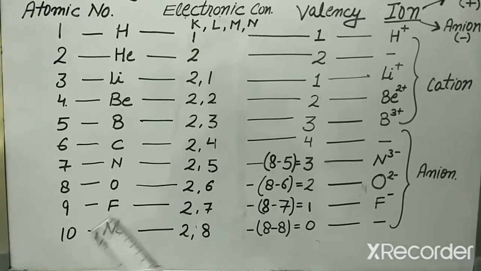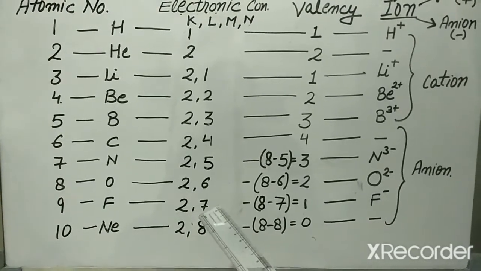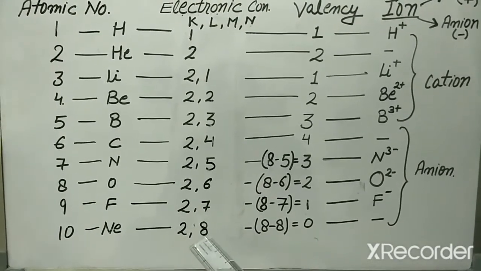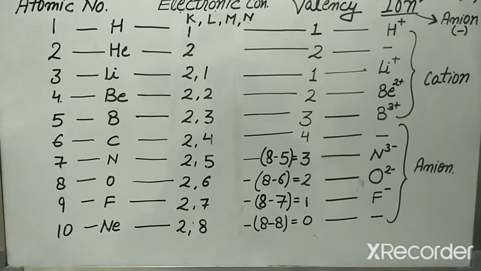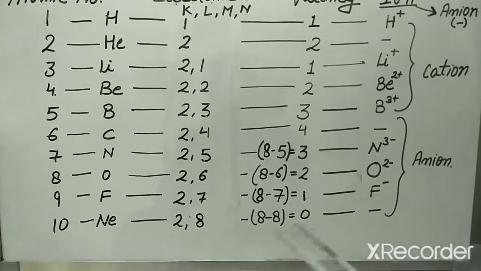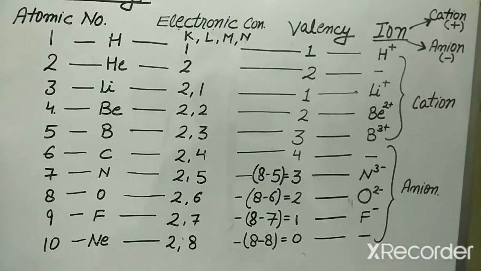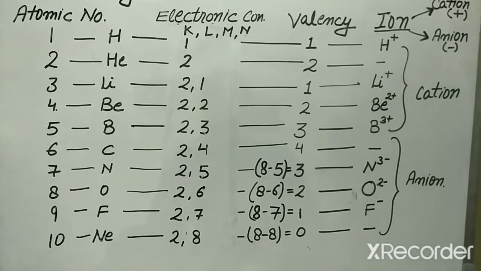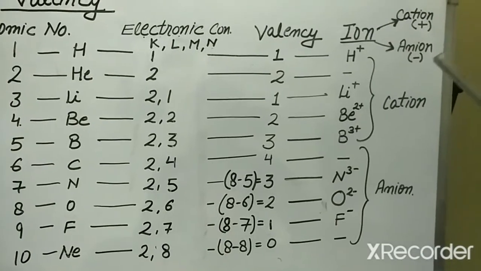For fluorine, 9 electrons are distributed as 2, 7, and to become 8 it requires one more electron. So the valency is 1. But in the case of neon it already has 8 electrons, so there is no need to combine and no need of any extra electron from another. So the valency is 0. Now you are able to understand how valencies are found out, and in more detail it will come in the next chapter. Now ions can be easily understood.